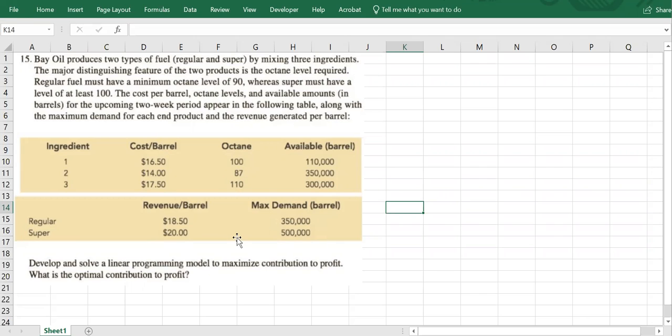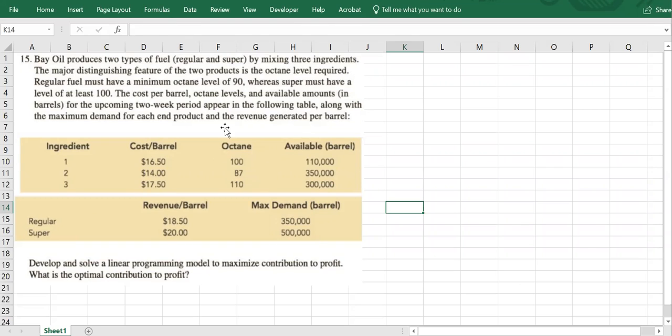So they want to find the best mix, the best way that they can mix ingredients in order to make their final product. And their objective function is the profit that they make. The profit would be revenue minus cost of ingredients, all right? There's only one consideration that is very important: the octane level is the one that defines the type of fuel. For the regular fuel, they have to have a minimum octane level of 90. And for super, they have to have at least an octane level of 100 units.